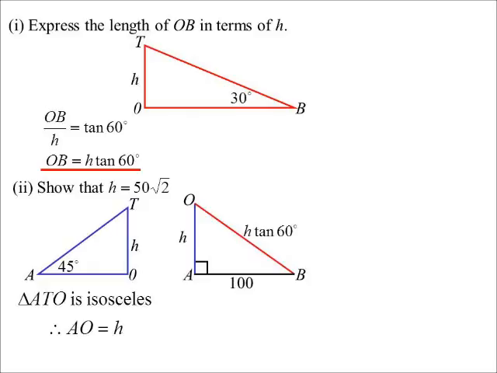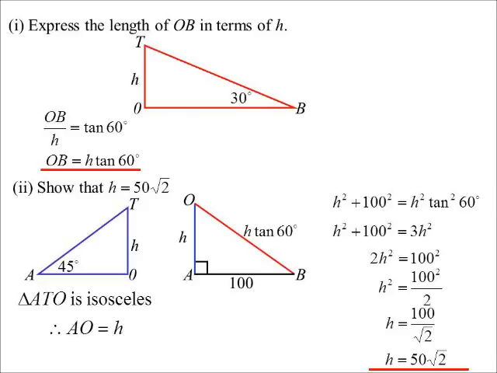Now if I look at that triangle ABO, we just found OB was H tan 60. We're told AB is 100. Bit of Pythagoras. And of course tan 60 is root 3. Square it, we get 3. 2H squared is 100 squared. So H is 100 on root 2. Notice little things like this: I didn't bother squaring the 100 because I knew later on I was going to find the square root of it, so I just left it as 100 squared. It just saves time with things like that. 50 root 2.